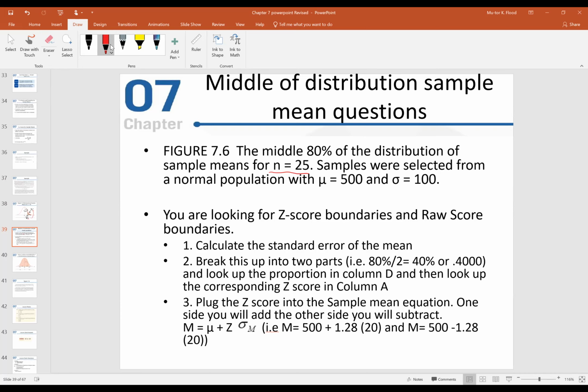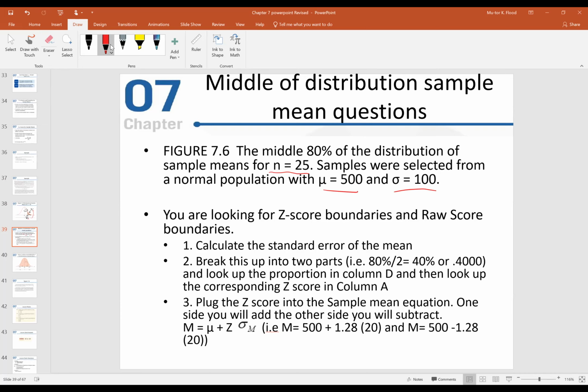So in this question, they're asking what is the middle 80% of the distribution of sample means, given that it's a sample size of 25 for all the sample means, and you have a population mean of 500 and a standard deviation of 100. For this kind of question, you are going to look for the z-score boundaries and raw score boundaries. First, you are going to calculate the standard error of the mean.